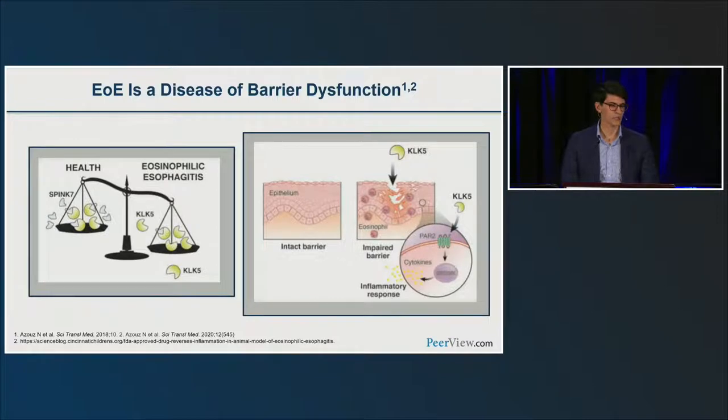This is highlighted in a recent publication from Azouz et al., where they demonstrated that in a healthy esophagus, there's this balance of a protease inhibitor here called SPINK7. It's a peptidase inhibitor. It balances the protease function of kallikrein 5 in order to maintain the epithelial barrier and to turn over cells naturally to replenish that epithelium. Now, in active EoE, in the setting of IL-13 and other inflammatory mediators, SPINK7 expression is reduced, and that basically allows unrestrained kallikrein 5 activity, which further propagates the barrier dysfunction, and to add insult to injury, also can activate direct cytokine release by its interaction with PAR2, which is a G-protein-coupled receptor.